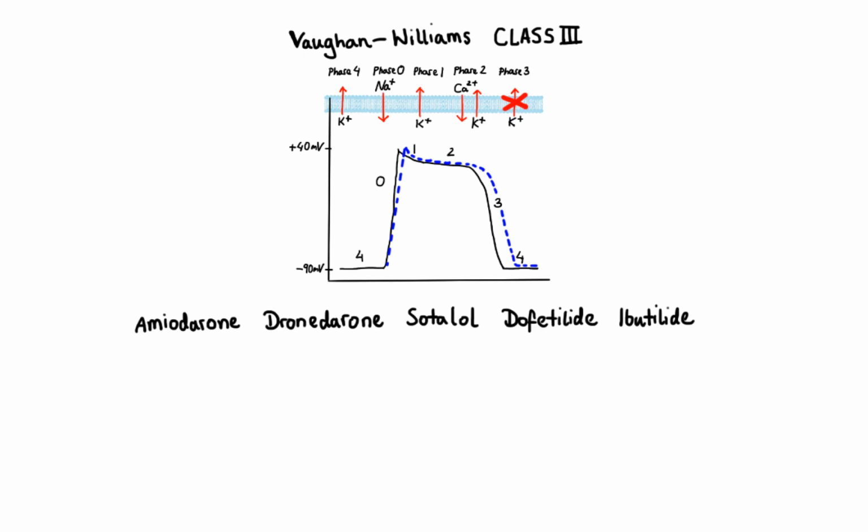The most widely used drug in this class is amiodarone, which is very effective for the treatment of these aforementioned arrhythmias.